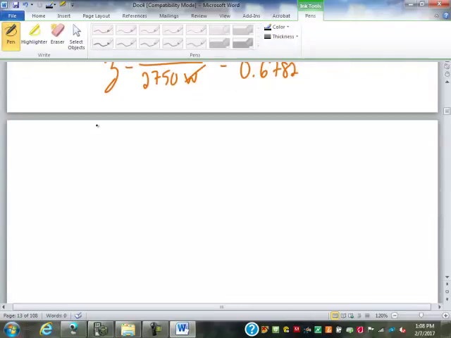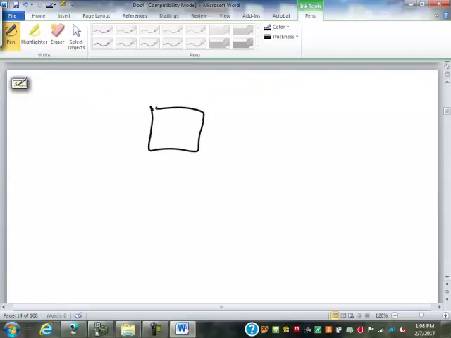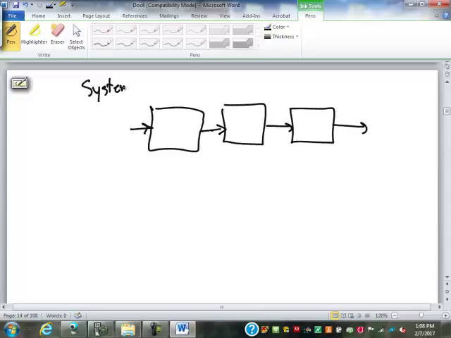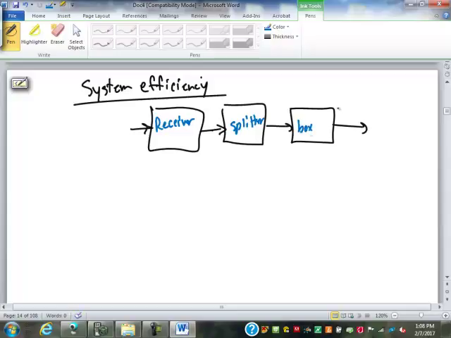So if you have a multi-step system, where you have several devices hooked together, to get the system efficiency, this might be, if you're looking at maybe a satellite system, the receiver. This might be a splitter. And this might actually be the box at the TV that has to convert the signal for the television.